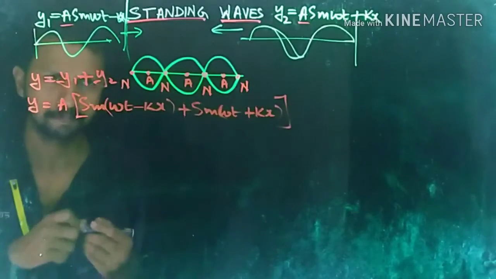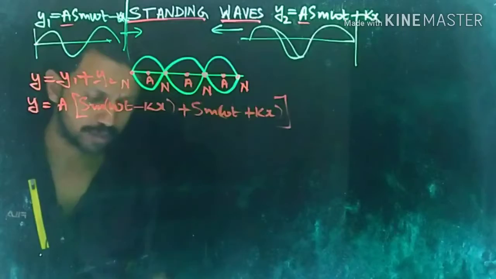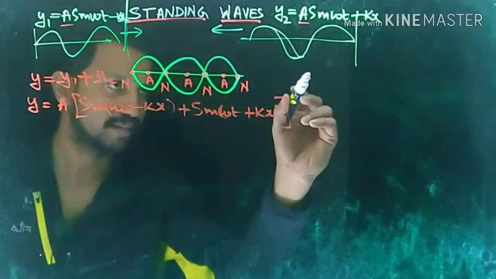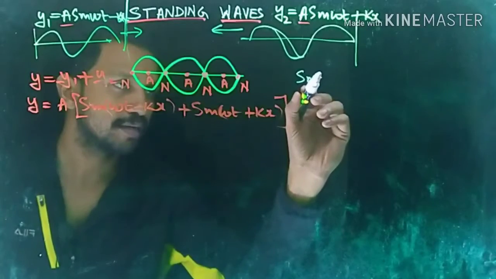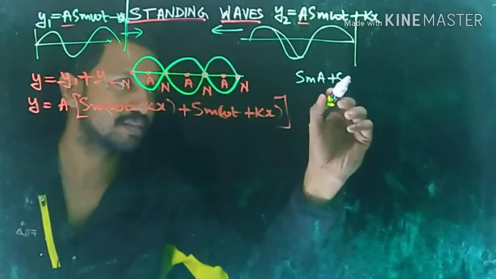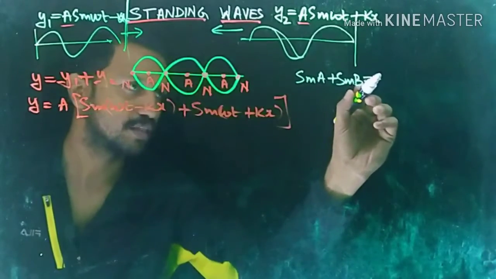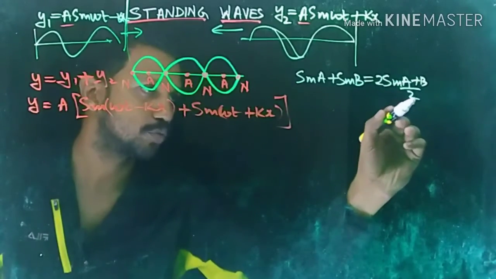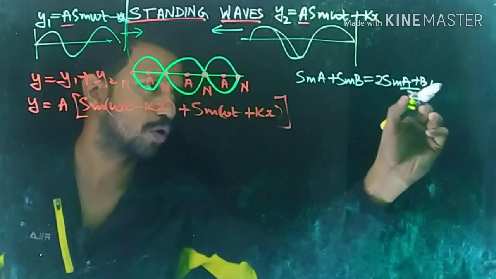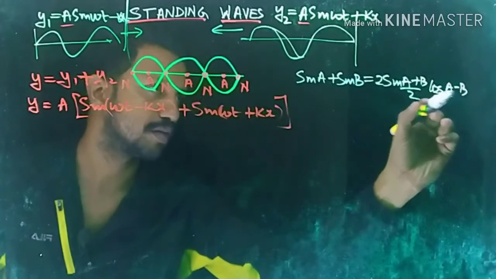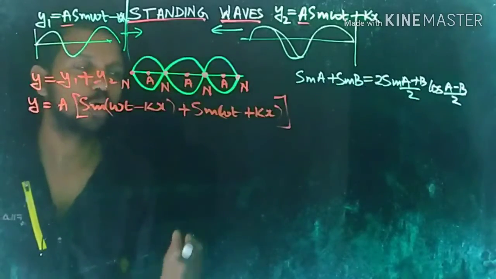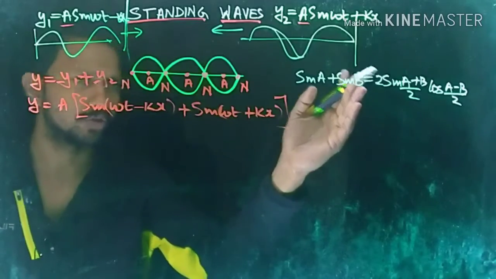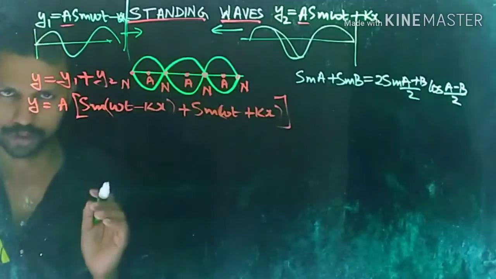Then, referring to this equation, we could transform it by using a trigonometric identity, that is sine A plus sine B is equal to 2 sine ((A plus B) by 2) cos ((A minus B) by 2). We have a trigonometric identity like this, and we could use it to transform this equation.